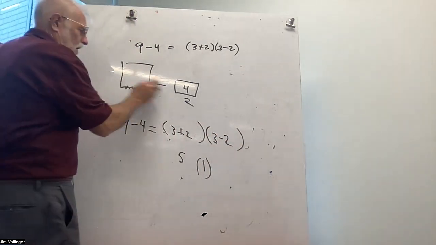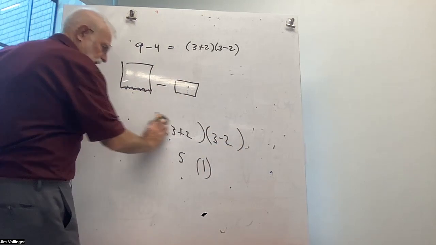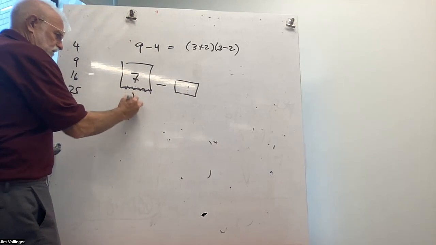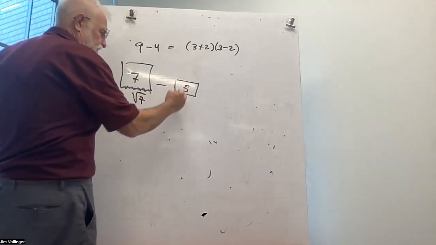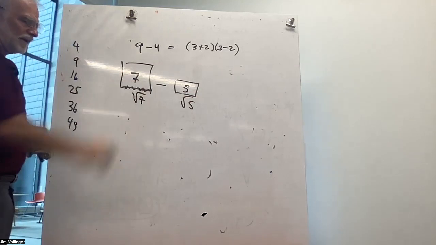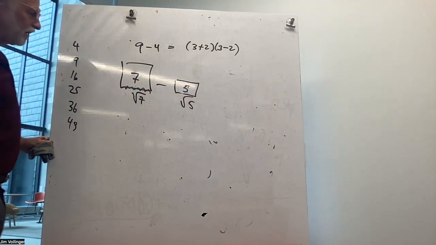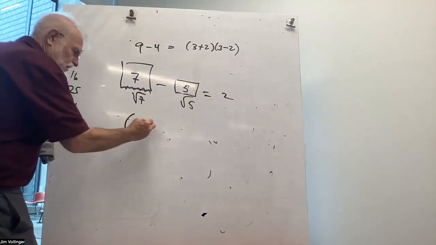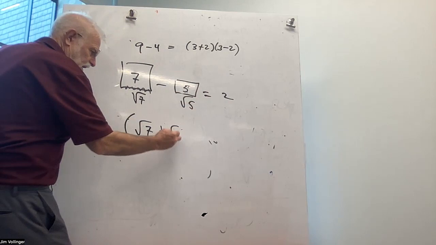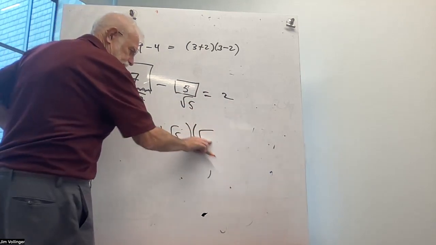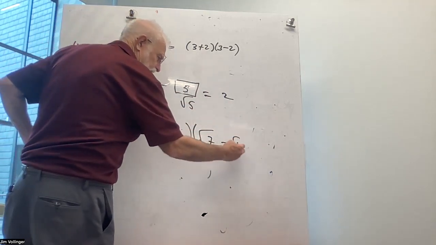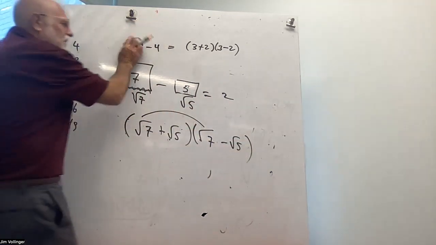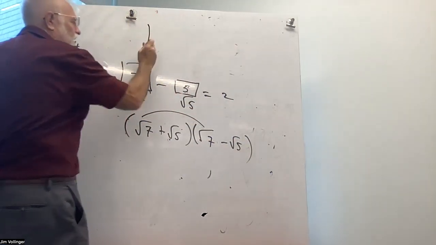So we could always change this to any numbers we wanted. One of the things we're trying to learn is if this is 7, then that's the square root of 7. If this is 5, then that's the square root of 5. Now, I don't think anybody's going to ask you to factor 7 minus 5, but you could. 7 minus 5 is 2. And so we could get the square root of 7 plus the square root of 5 times the square root of 7 minus the square root of 5. And yeah, we're trying to get you to learn the square root of 7 times the square root of 7. Okay, well, that's this picture.